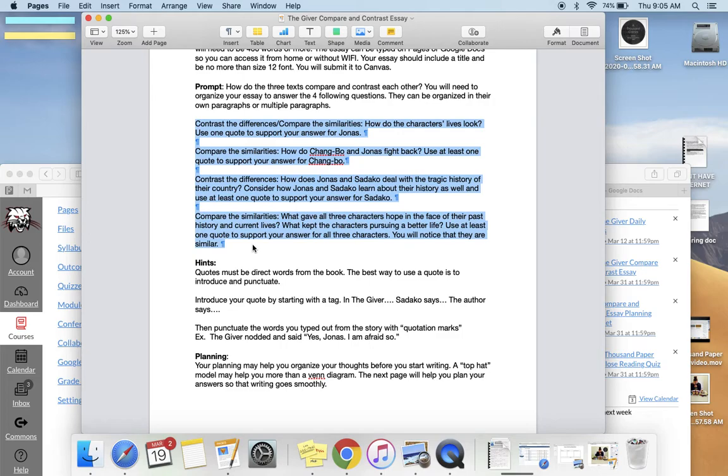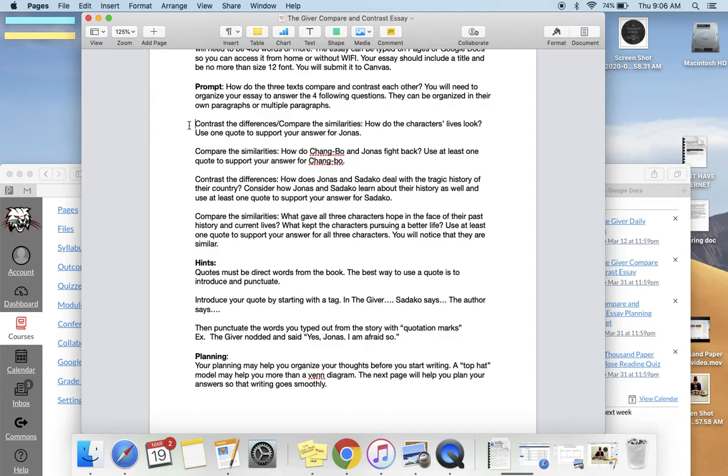First one, contrast the differences. How do the characters' lives look? Use one quote to support your answer for Jonas. You're going to be comparing and contrasting their societies, their families, and what they do with their lives, but you're going to see that there are a lot of differences for Jonas. So we will use one quote from the book to support our answer for Jonas.